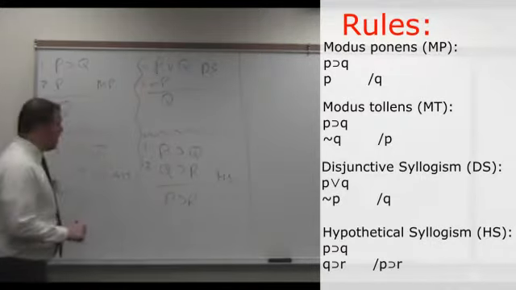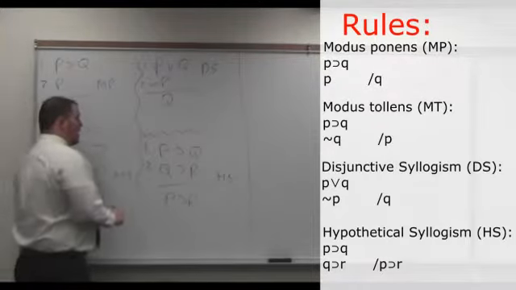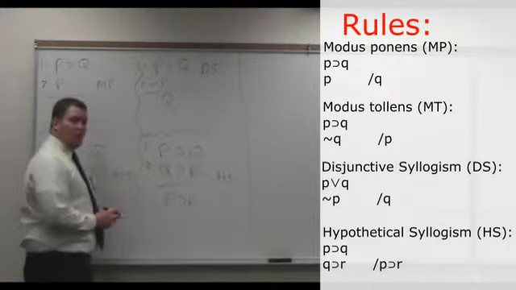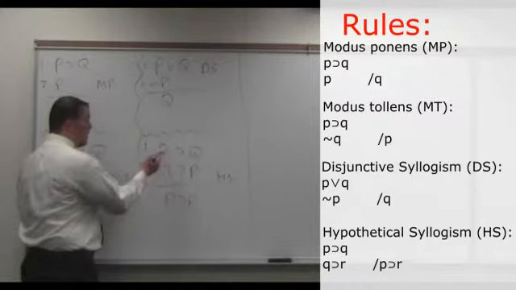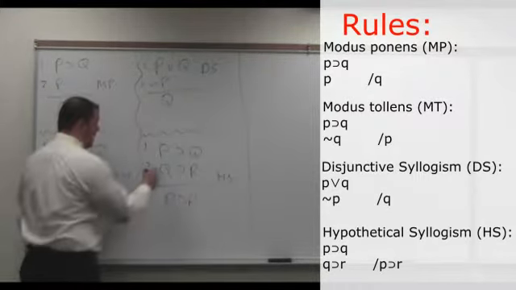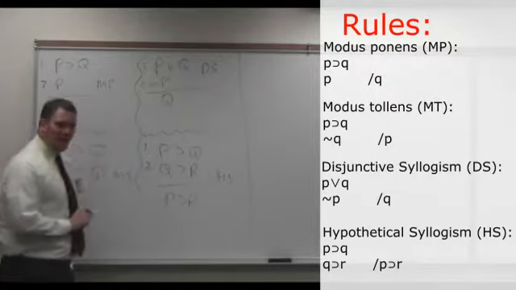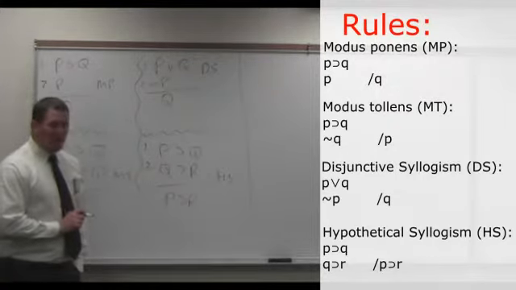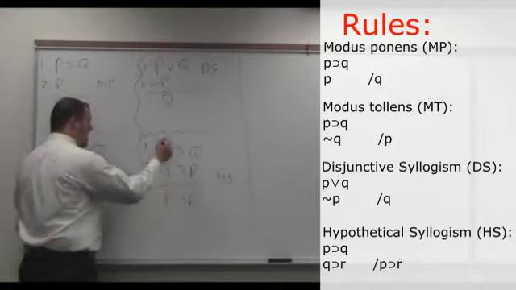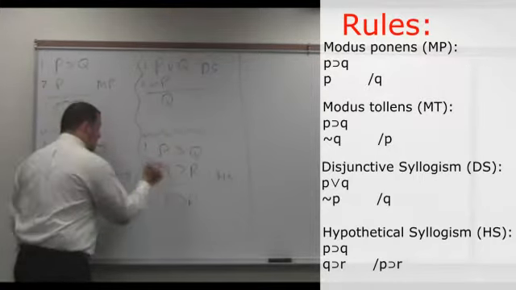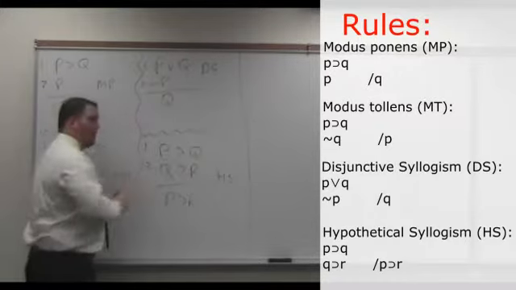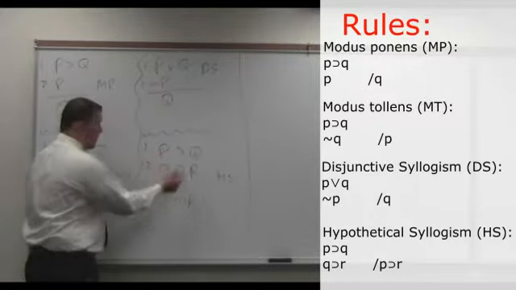Hypothetical syllogism tells us that if the consequent of one conditional is the antecedent of another conditional, then the antecedent of the original conditional can be used to derive the consequent of the second conditional. I know that's a mouthful, but one way to think about it is just if I study, then I'll pass the class. If I pass the class, then I graduate. Therefore, if I study, then we know I'm going to graduate.